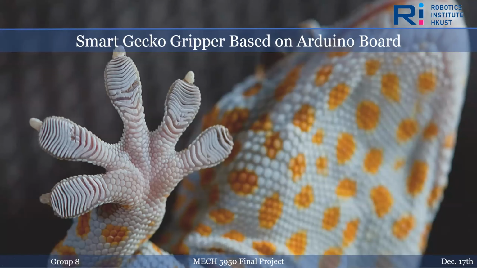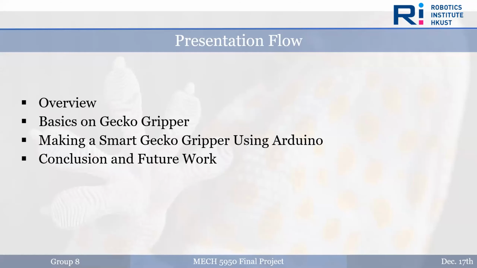So today, I'm glad to introduce a smart gecko gripper based on the Arduino board, and we are Group 8. The presentation flow for today goes as follows. First we will go with an overview of what we did, and we go through the basics of the gecko gripper, and then we will see how we implement the Arduino board to make this gripper really a smart gripper, and then at the end we'll do a conclusion and the future work.